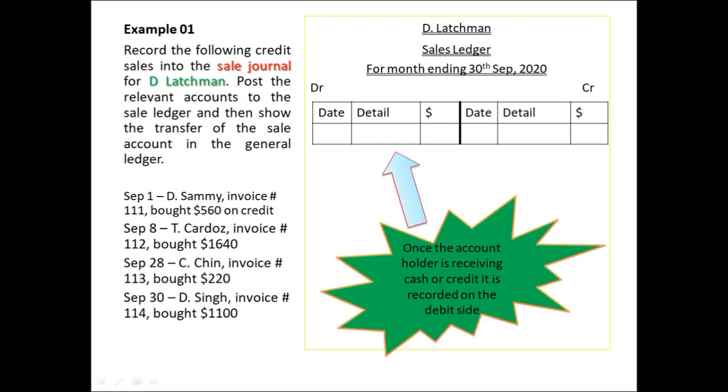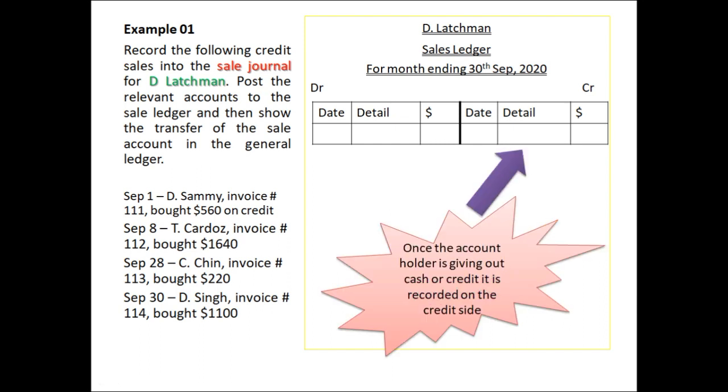The debit part of the account is used when the account holder is receiving cash or credit. Basically, when somebody is receiving either cash or credit into their account, we record it on the debit side, which is going to be on the left hand side when you draw it up. Then the credit side is for when the account holder is giving out cash or credit. So once somebody is paying someone or giving out credit to someone, it is recorded on the credit side of the account. So let's get back to our sales ledger.